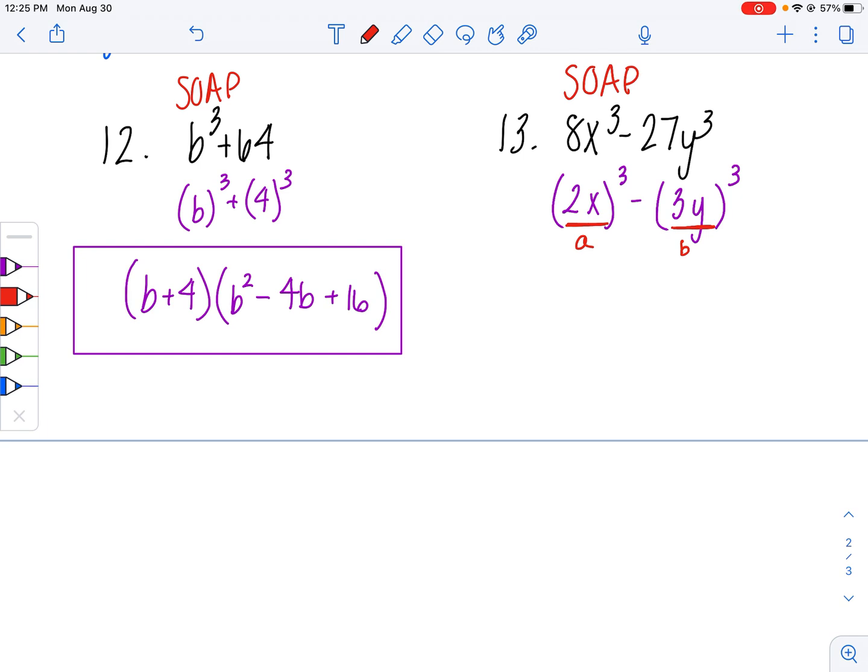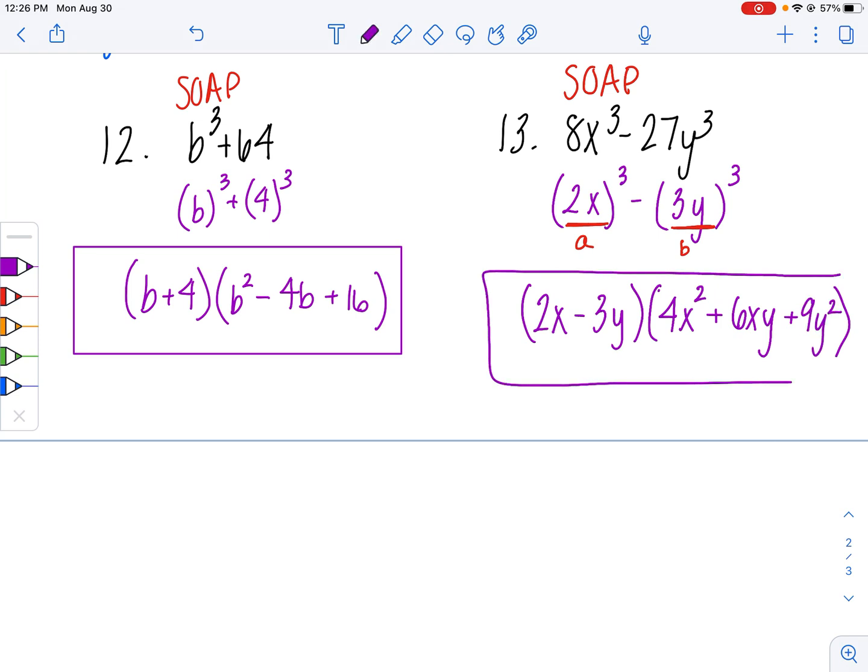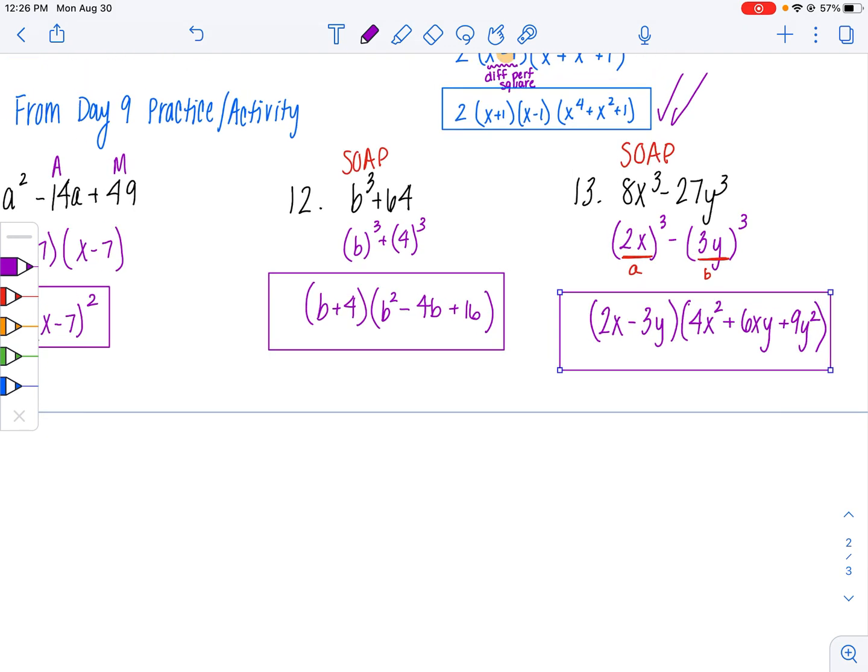We're going to follow SOAP just like day 9. So you take your first term, same operation. So there's your negative. Then it's opposite, always positive. First term squared. 2x squared is 4x squared. A times B, so 2x times 3y is 6xy. And then your B value squared, 3y squared is 9y squared. Leave your answer just like that.